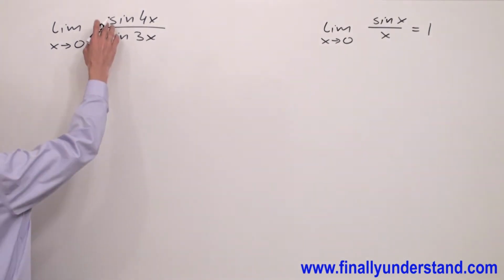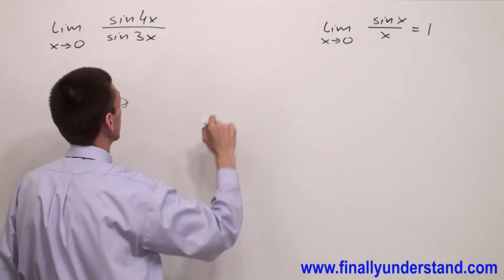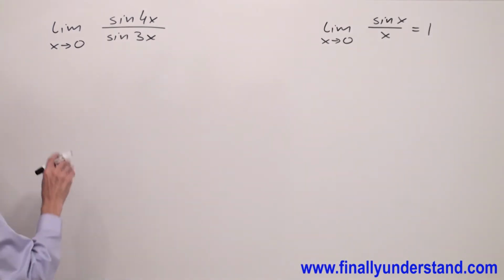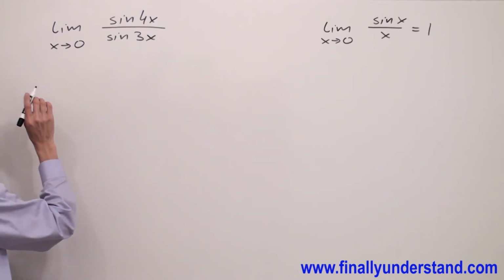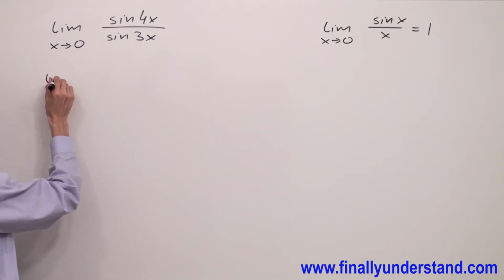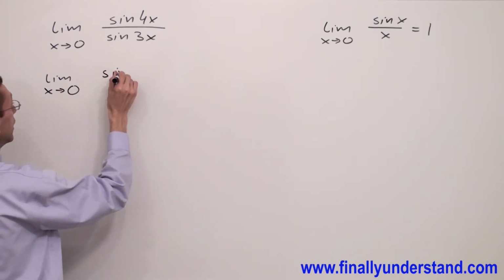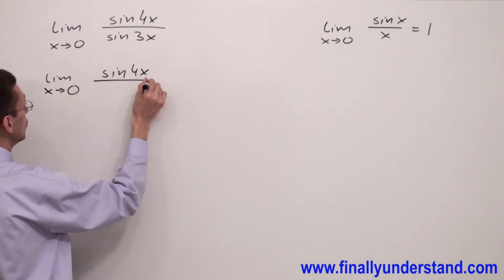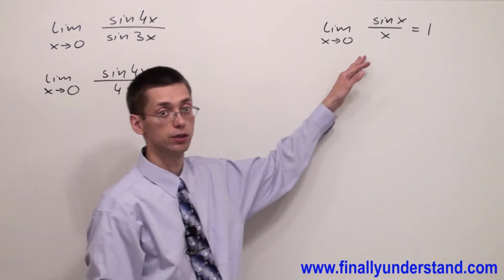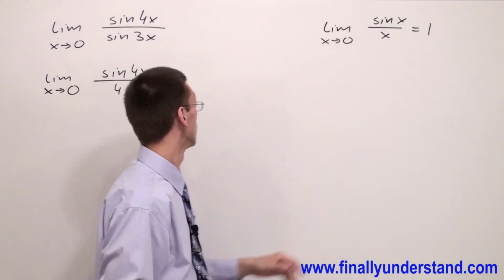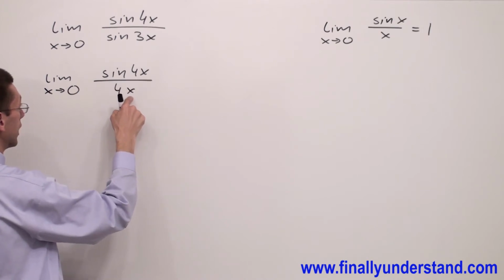So because I have sines in my problem, I'm going to use this formula one more time. But before I use that formula, I'm going to organize my expression a little bit. I have limit x approaching 0, and I have sine 4x. I'm going to write over 4x. Why? Because I'm trying to apply this rule, sine x over x.